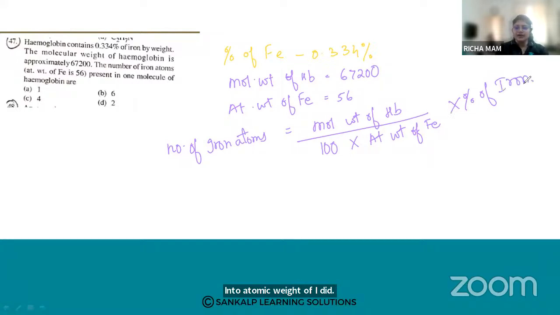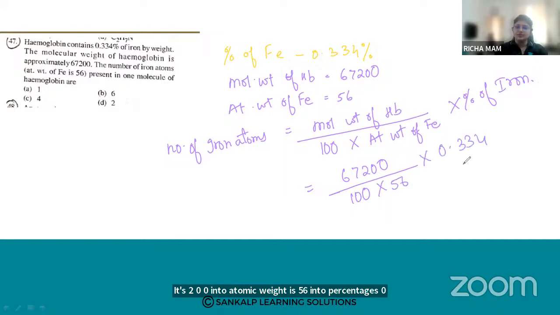Okay. The number of iron atoms can be calculated as molecular weight of hemoglobin divided by 100 into atomic weight of iron into percentage of iron. So molecular weight of hemoglobin is 67200, divided by 100, into atomic weight 56, into percentage 0.334%. Okay, percent. So let it be like this only. How much are you getting?